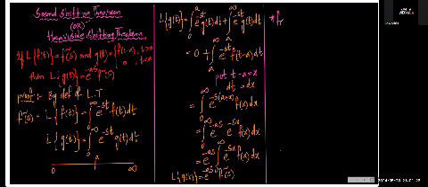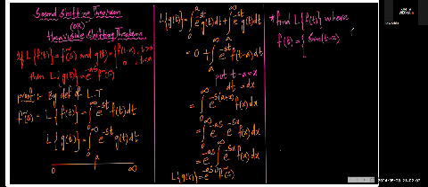The question is related to the second shifting theorem. Find Laplace of f of t, where f of t is equal to, in function form, sin of t minus 2 when t is greater than 2, and this value will become 0 when t is less than 2. You have to find the Laplace transform of f of t.